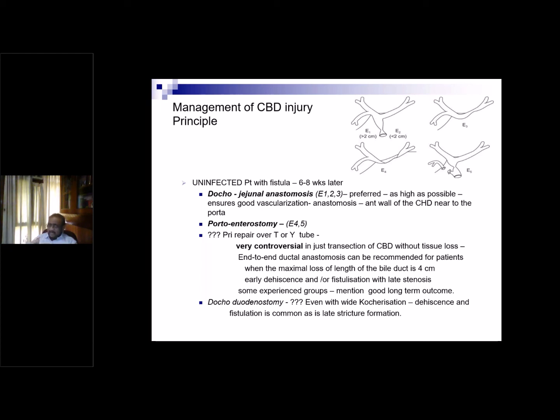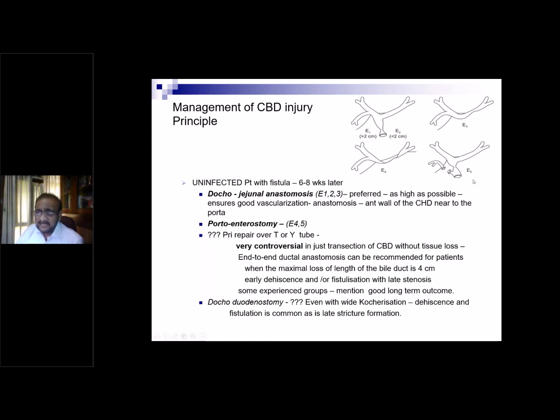Now, there are proponents and there are opponents. There are a number of hepatobiliary surgeons who say, don't do it. This patient will always have a biliary stricture. But at that point of time, having a biliary stricture at a later point of time would probably be slightly more beneficial instead of putting the patient on a prolonged biliary drainage and infection and everything, right? So end-to-end ductal anastomosis is a very controversial area.